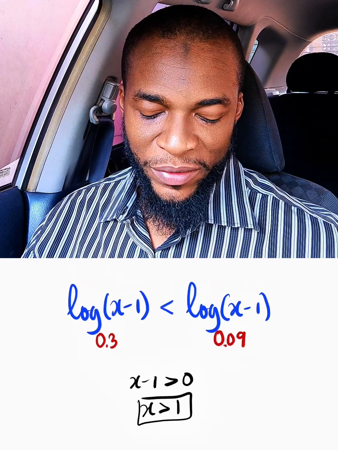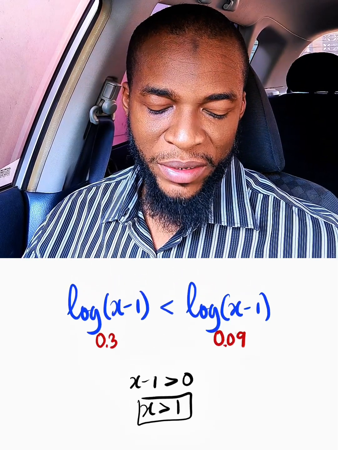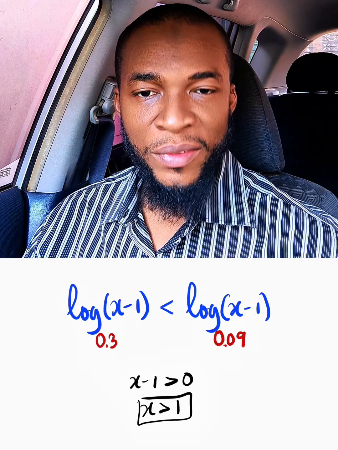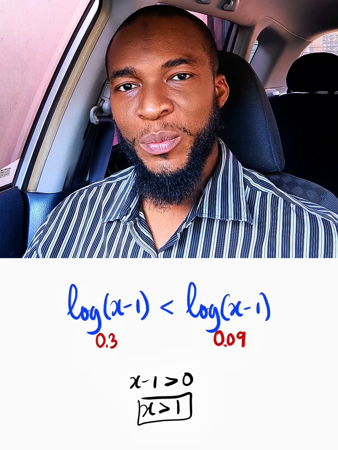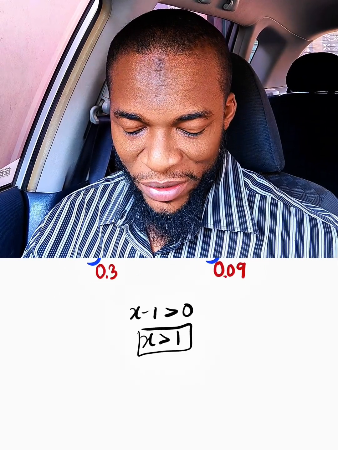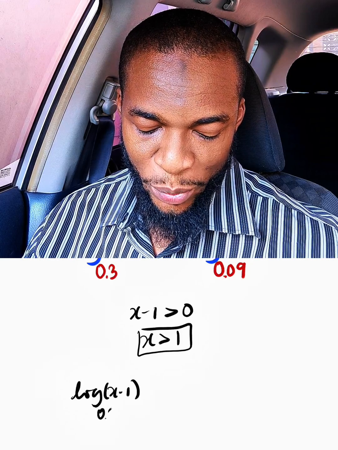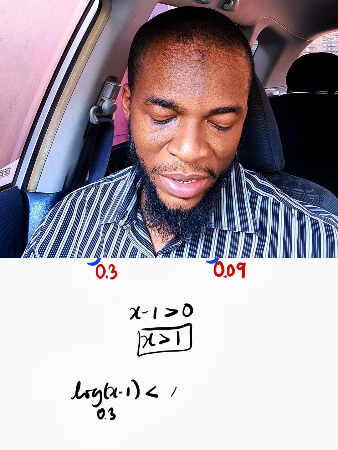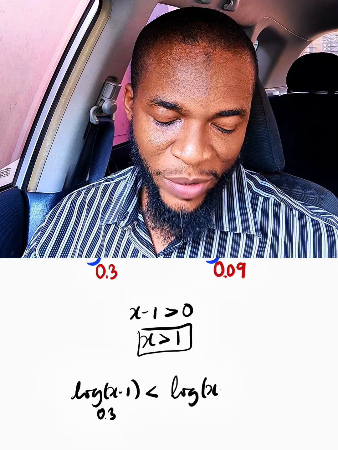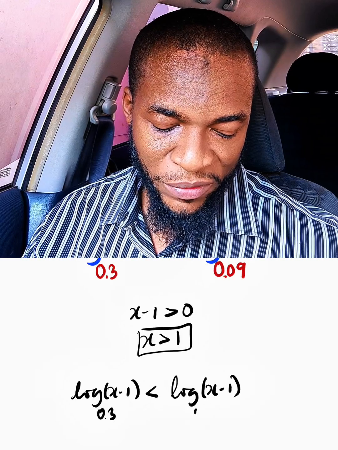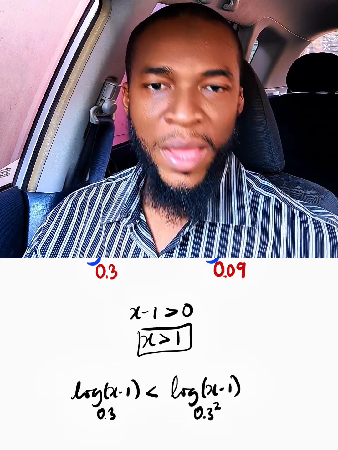Another thing you should observe here is that 0.09 is the same thing as 0.3 to the power of 2. So we can write this as log of x minus 1 with the base of 0.3 less than log of x minus 1 with the base of 0.3 squared.